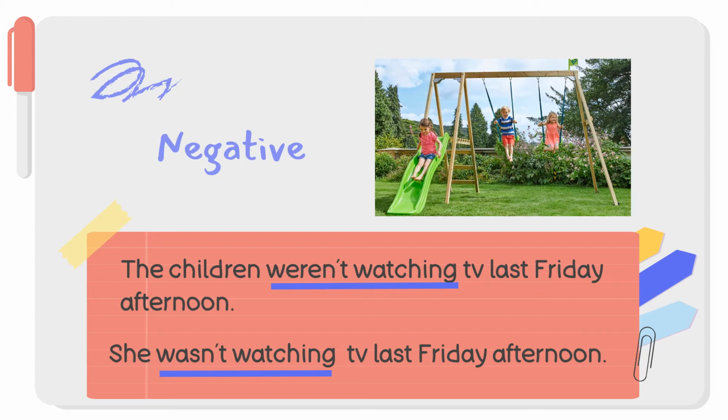Negative. We form the negative by using the verb to be in the past and in the negative form. Wasn't or weren't, plus the verb ing. The children weren't watching TV last Friday afternoon. She wasn't watching TV last Friday afternoon.